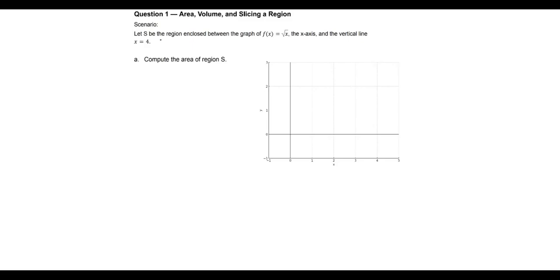Question 1 here says, let S be the region enclosed between the graph of f of x equals the square root of x, the x-axis, and the vertical line x equals 4. And part A says to compute the area of the region S.